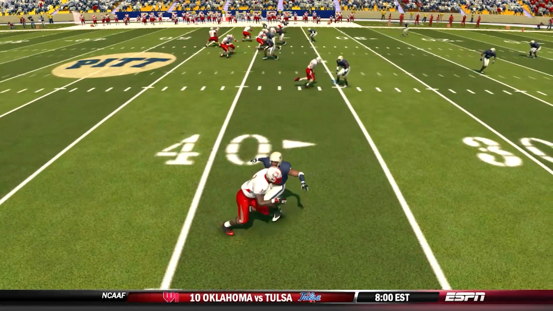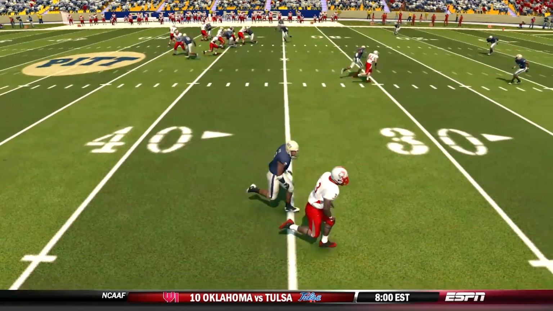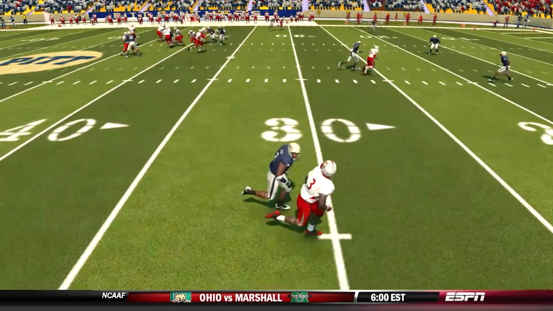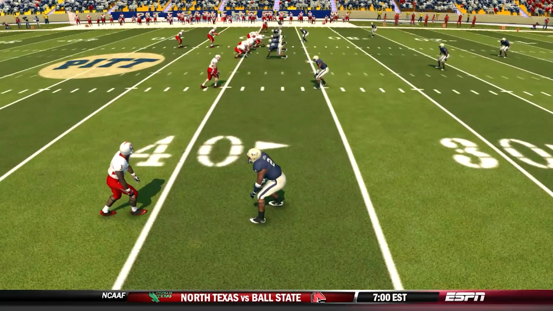But here's the interesting thing about it. I forgot some of the things that I did like about this gameplay, even though the game had its issues. Let's look at a couple things.